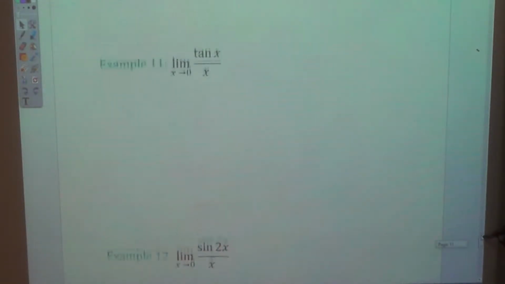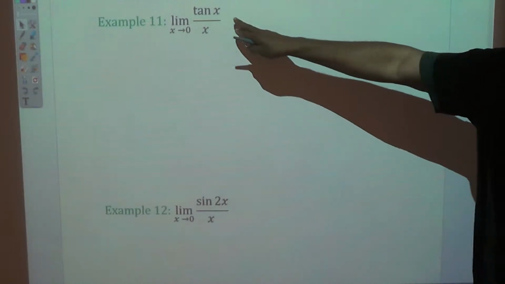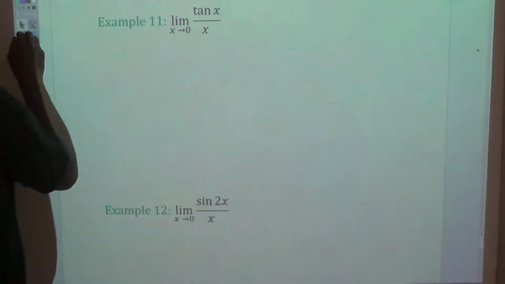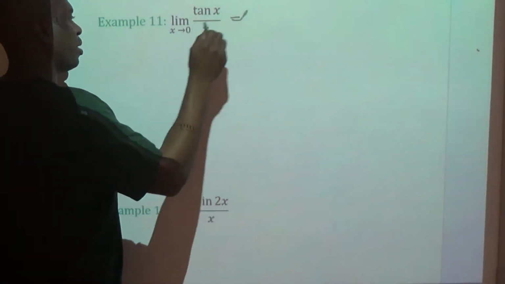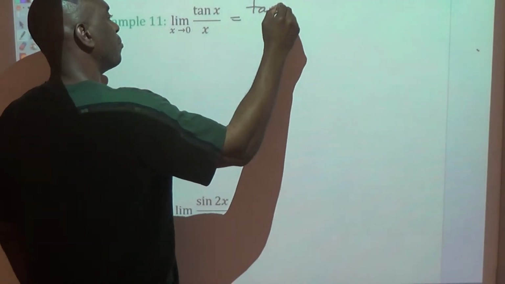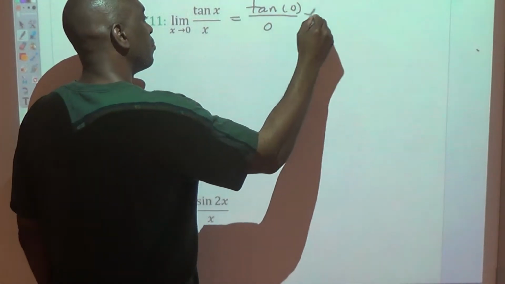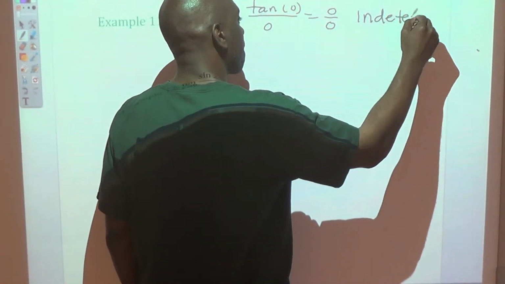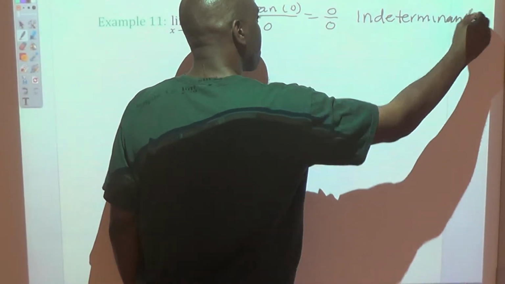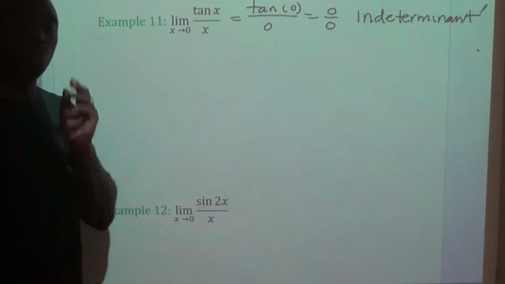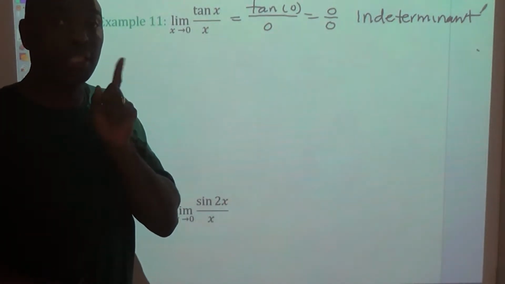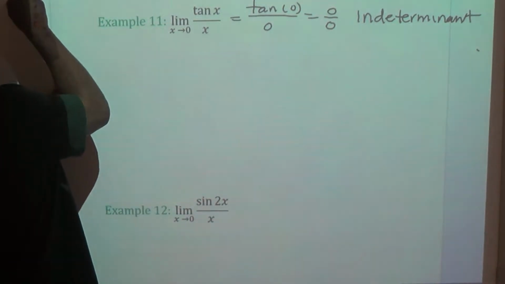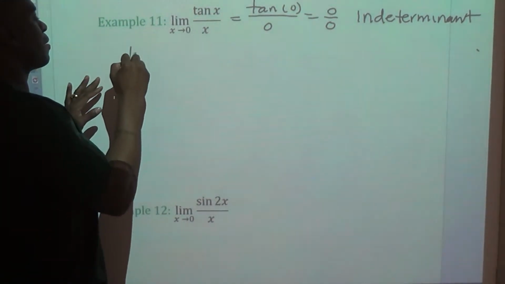Okay, so now let's consider the tangent. The limit as x approaches 0 of tan x over x. Plug in 0. And this, of course, is indeterminate. So we're going to have to use the special trig limit in this case to evaluate this limit here. Let's do it.